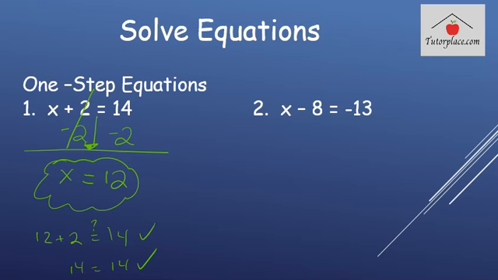So now since it was x plus 2, we always do the opposite. That's why I knew to subtract it away, because I want that side to go to 0. I want the only thing left to be just the variable.